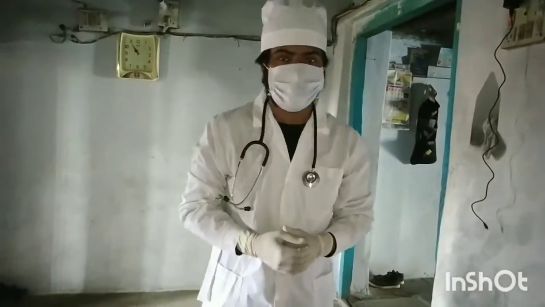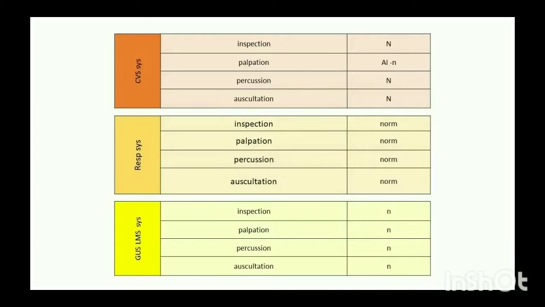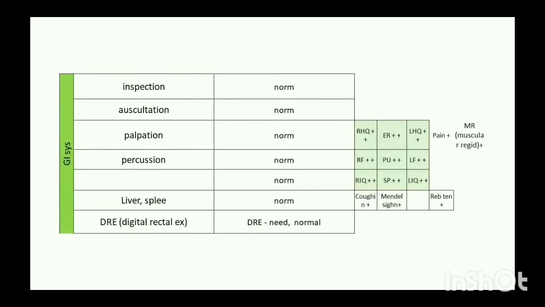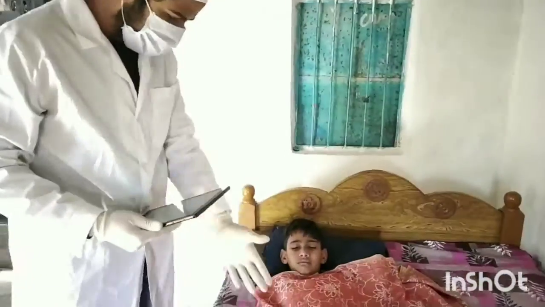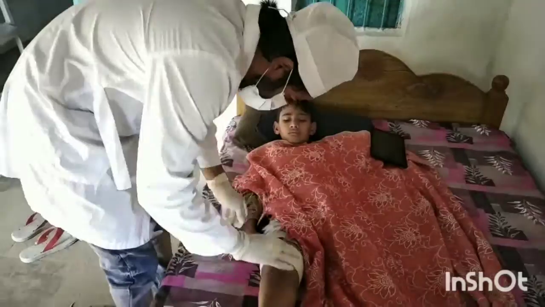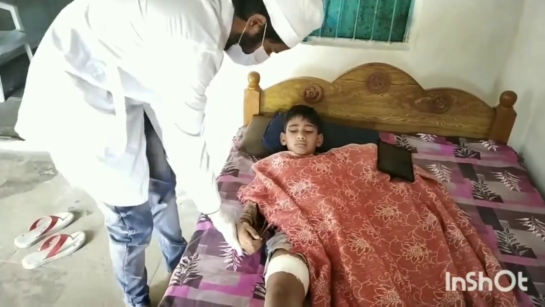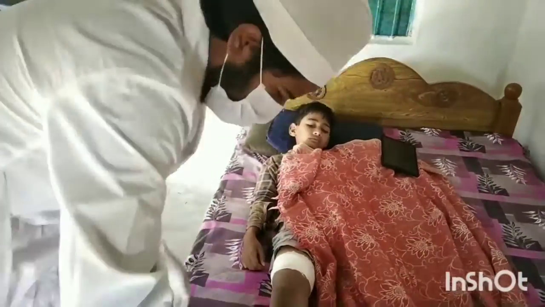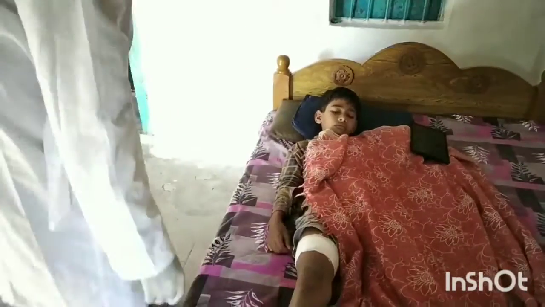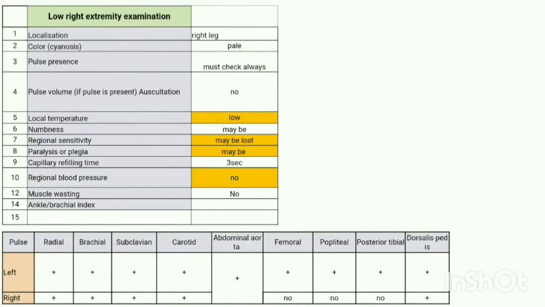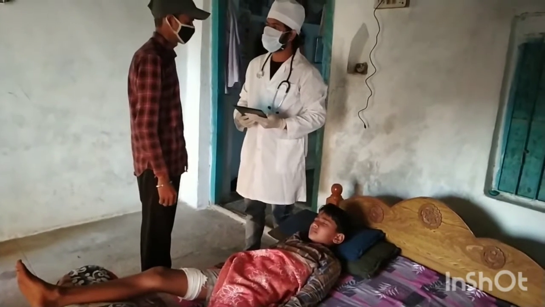Now we are doing the objective examination of the GIT system. So after the objective examination, we obtain the following result: the cardiovascular system, respiratory system, nervous system, and GIT system look normal. Now we are looking at the local status. So the location is the right leg, the color is pale. Must check for the presence of pulse, check the local temperature, numbness, regional sensitivity, and record the data which we obtain.